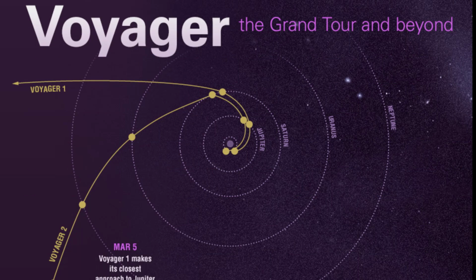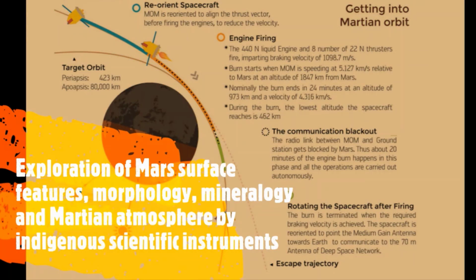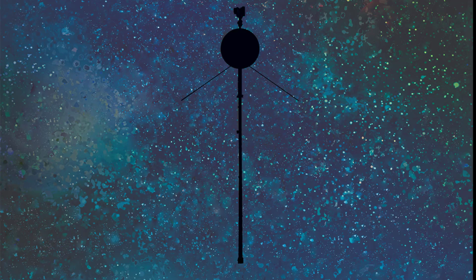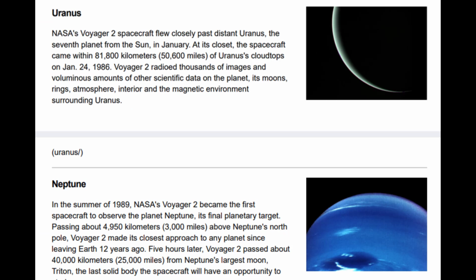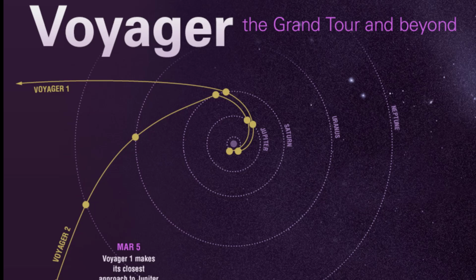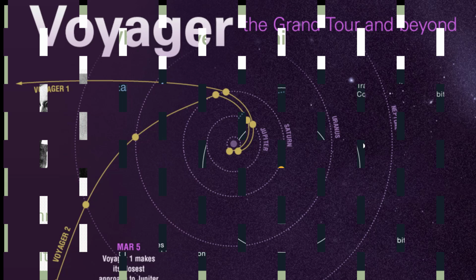Another brilliant space exploration mission is Voyager 1 and 2. Mangalyaan objectives are exploring the Mars surface features and Mars atmosphere, whereas Voyager 1 and 2 objectives were to explore Jupiter, Saturn, Uranus, Neptune. Here interesting feat is exploring all these four planets in one long trip. That's why it is Voyager.